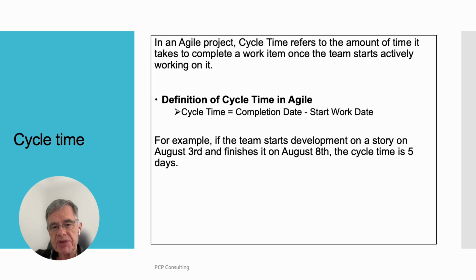In an Agile project, cycle time refers to the amount of time it takes to complete a work item once a team starts actively working on it. Definition of cycle time in Agile is completion date minus start work date. For example, if a team starts development on a story on August the 3rd and finishes it on August the 8th, the cycle time is 5 days.